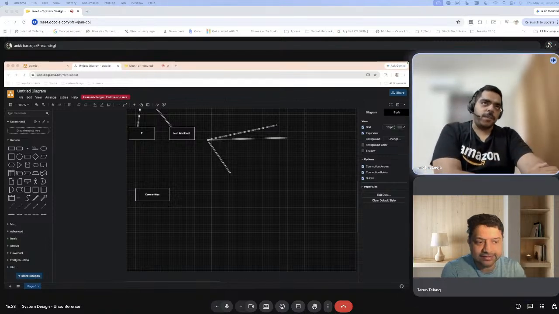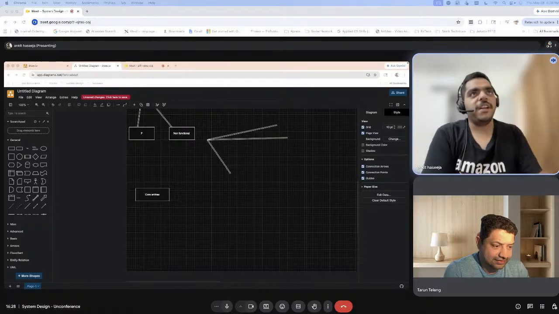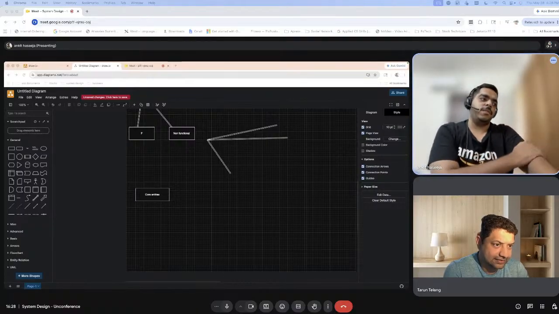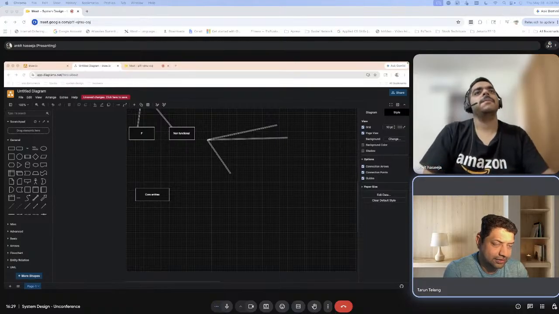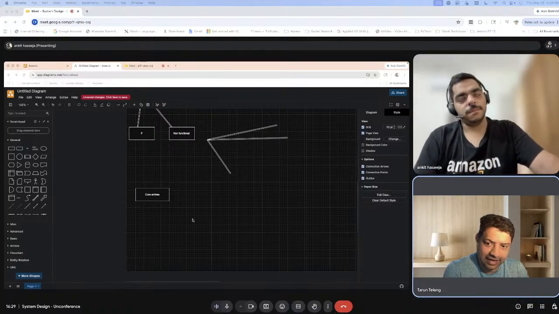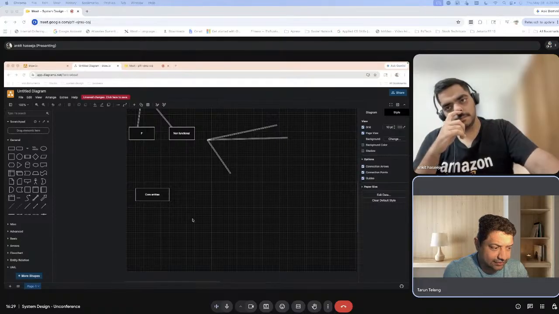You were right. Multi-thread processing will be there, not a single thread, because a single thread will take years for this. Okay, perfect.